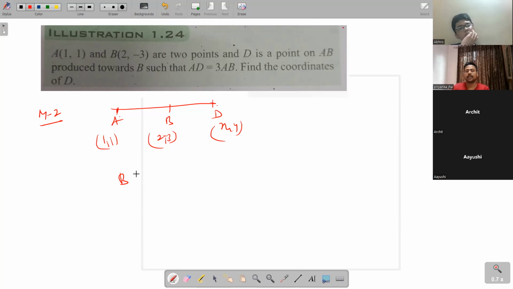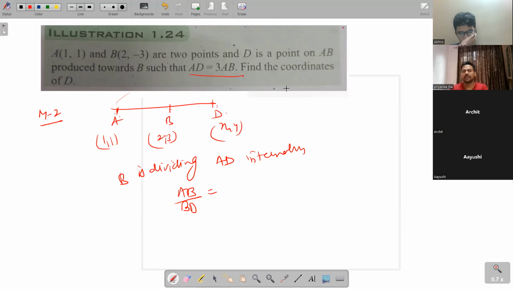If B is dividing AD internally, then we need the ratio AB upon BD. And the information given is AD upon AB equal to 3. But we need AB upon BD. This is AD, so just do one thing.